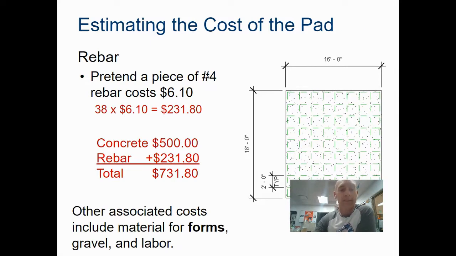So what if the cost of the rebar is $6.10 per stick? Well, we multiply it by 38. We get our cost. Concrete, if we had 4 cubic yards from the previous problem that we solved, we get $500 there. Total is $731.